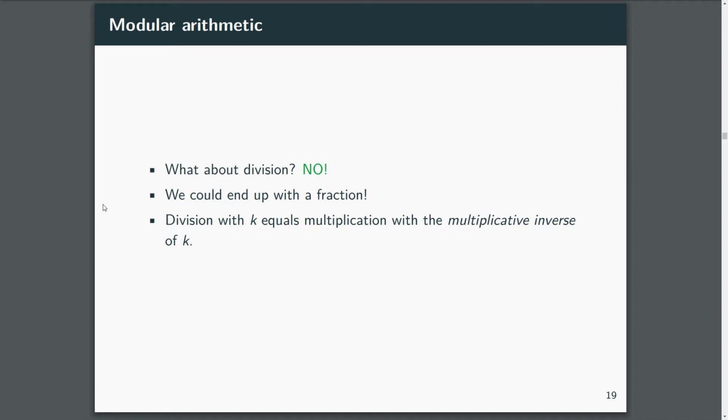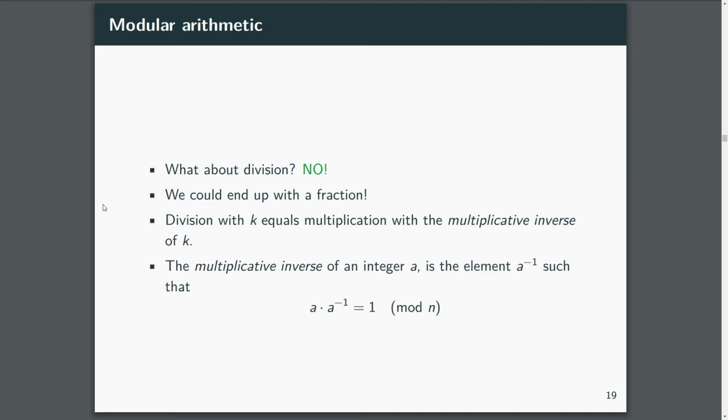What you need to do is you need to find what's called the multiplicative inverse. The multiplicative inverse of an integer a is the element a to the power of -1, such that we get the identity if we multiply a with its inverse. And the identity of multiplication is 1 here, because if you multiply something with 1, it stays the same.